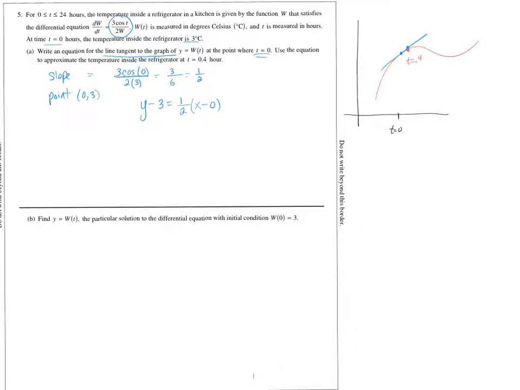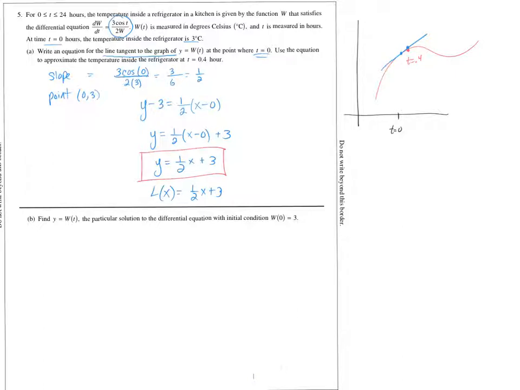So if you wanted to write it specifically, so it's a little bit more useful, plus 3, then you realize, wow, that 0 is kind of silly there. So 1/2 of x plus 3. Back in the day when we did this in class, we called this L of x equals 1/2 of x plus 3. But I think you could suffice to say y equals 1/2 of x plus 3. And remember, that's the equation of this blue tangent line.